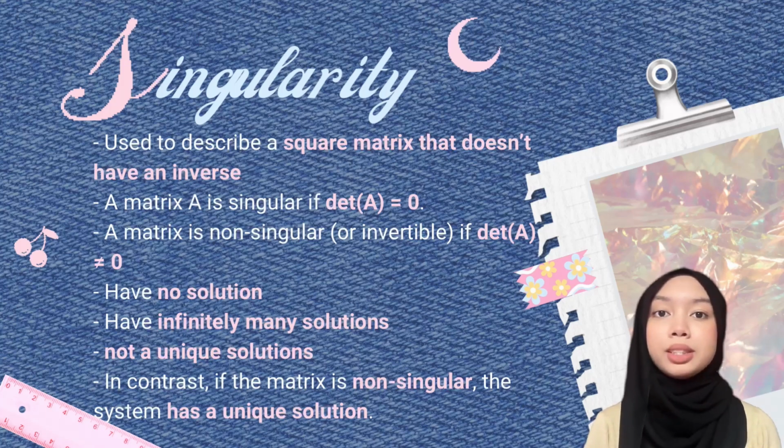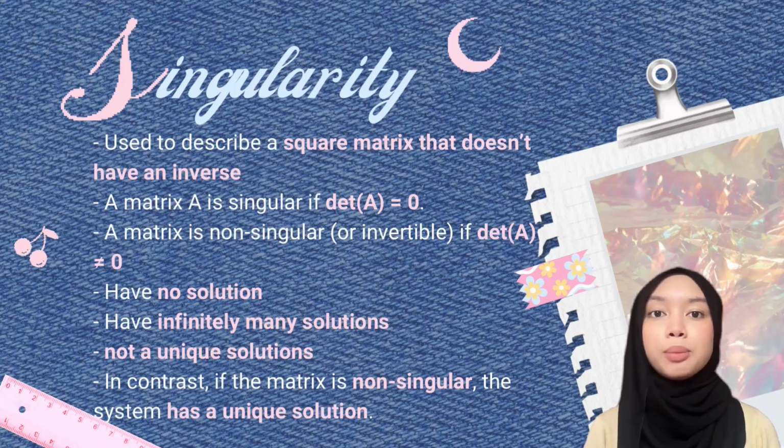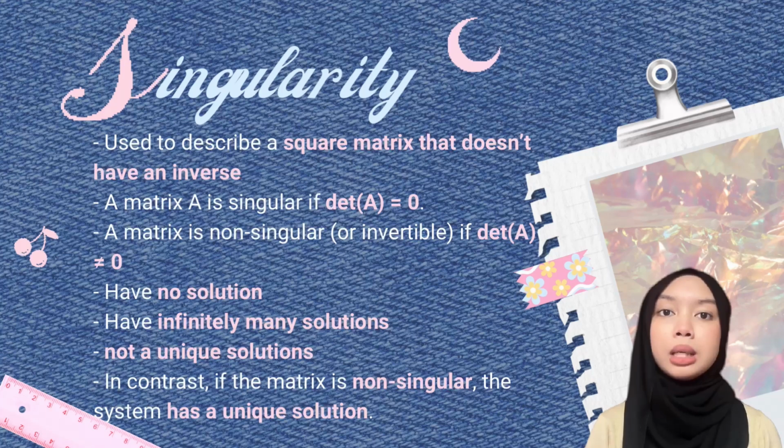It usually happens when rows or columns in the matrix are linearly dependent. For example, one row is just a multiple of another. Other than that, the matrix is not full rank, meaning some variables are not contributing new information.